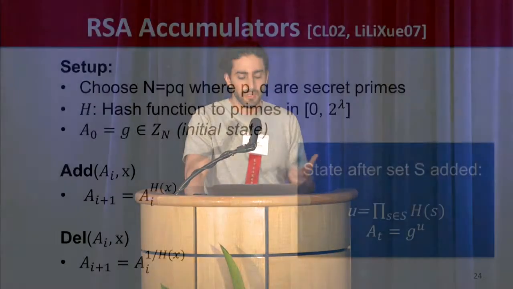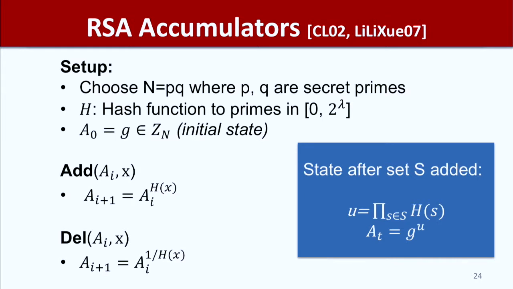The important thing to know is, what is the state after a whole set of items have been added? Well, it accumulates in the exponent of the base the product of the hashes of all the elements. So the accumulator is just g to the power u, where u is a product of these prime numbers, which are the hashes of the elements in the set.